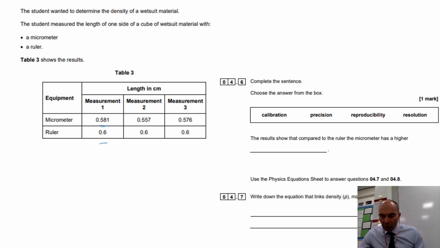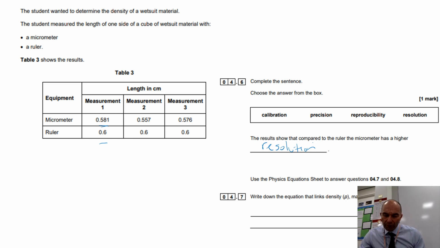It might make it more precise. The calibration isn't part of it. Reproducibility, nothing to do with that. Resolution is, in a way, the smallest measurement, which means that we can go down to a smaller measurement with the micrometer, so our correct answer here would be resolution.